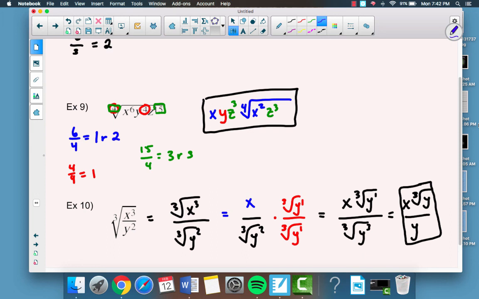All right, so this is it for this section. I know that's a lot of different examples, a lot of rules to follow, but the more you practice it, I promise the easier it will get.